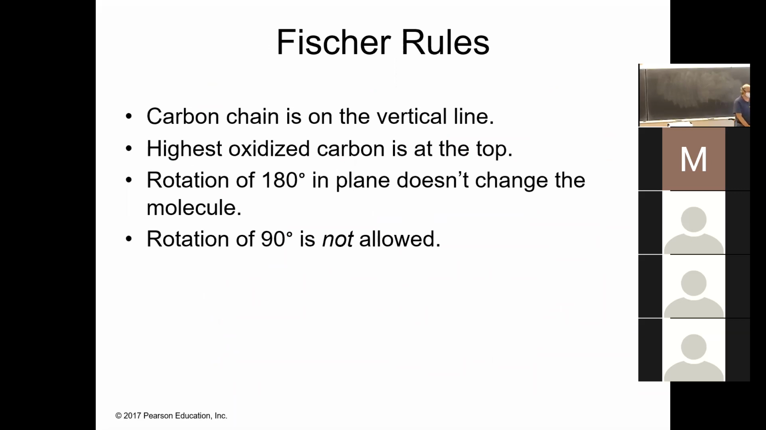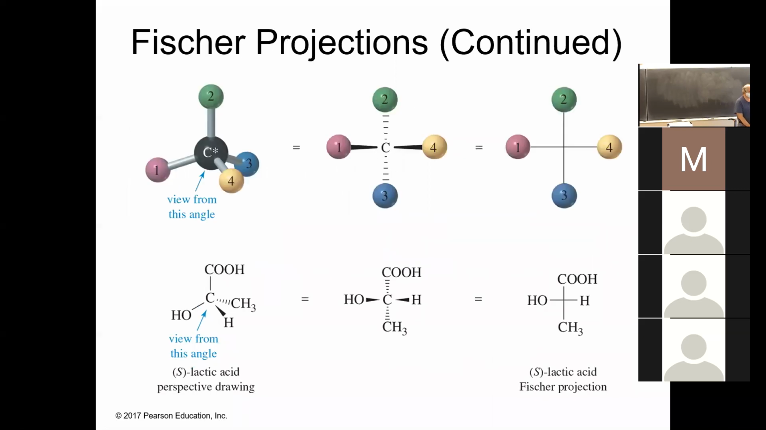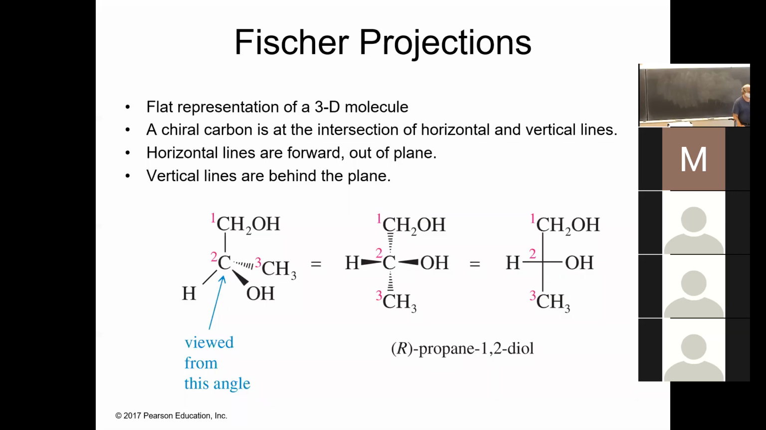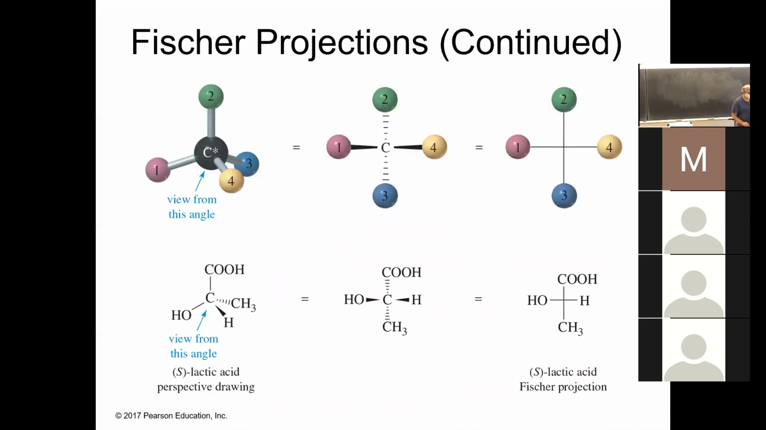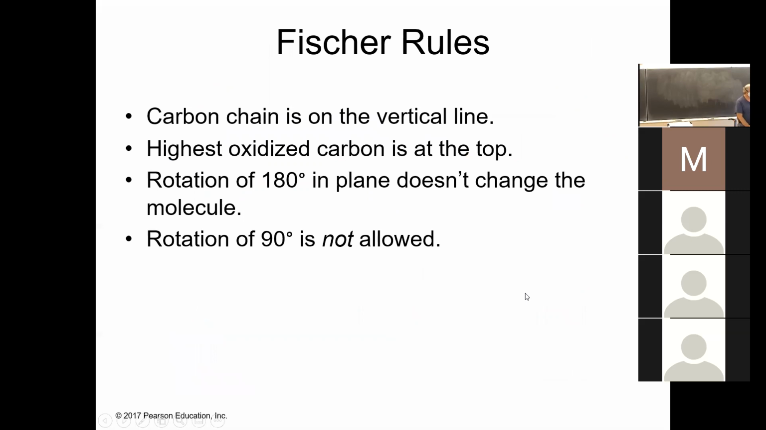Okay, I think this is good to review. The highest oxidized carbon is at the top. So in this example, the highest oxidized carbon would be the CH2OH. In this example, it's the carboxylic acid. That's the most oxidized, so we put that up at the top. We can rotate 180 degrees in the plane, and that doesn't change anything. But we can't rotate 90 degrees for Fischer projections.